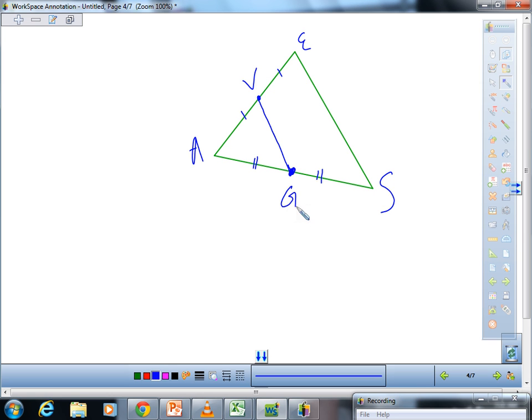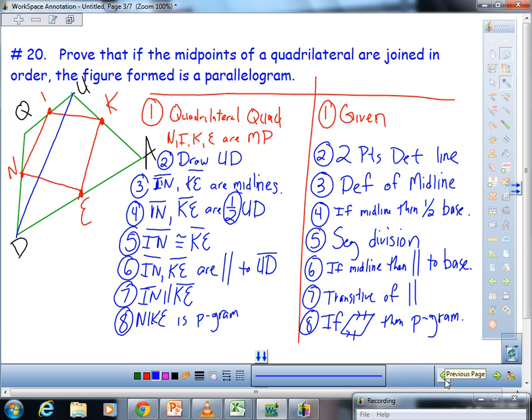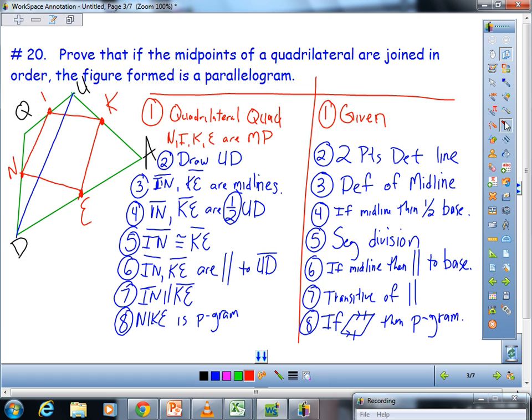So now I know that segment VG must be parallel to ES and must be half of ES. That's what we learned yesterday. That's the important fact of the day. Absolutely. So if you don't see that it's a midline, I just don't think your mind is allowing you to look at just this part of the picture. Think of it like a kite. You see it now? Okay, good.